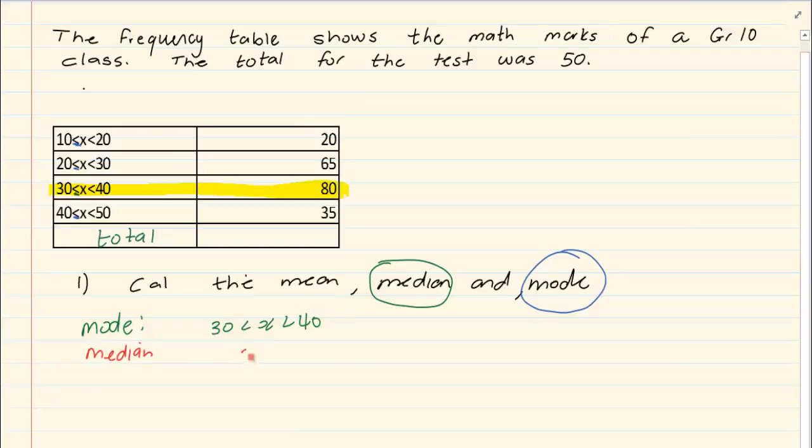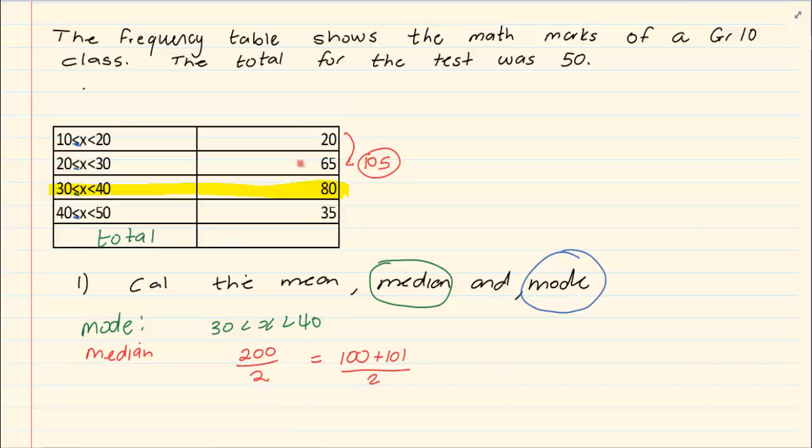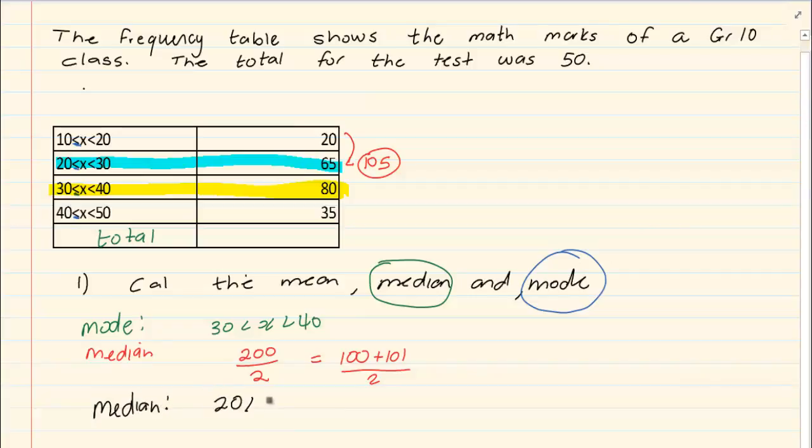Now if I have 200 and I divide it by 2, then I know it's going to be 100, and since it's an even number, it will be the 100 and the 101. Now where is 100 and 101 lying? Look, 20 plus 65 is going to give me 105, which tells me clearly that 100 and 101 is going to lie in this column, which means that my median is going to be between 20 and 30.